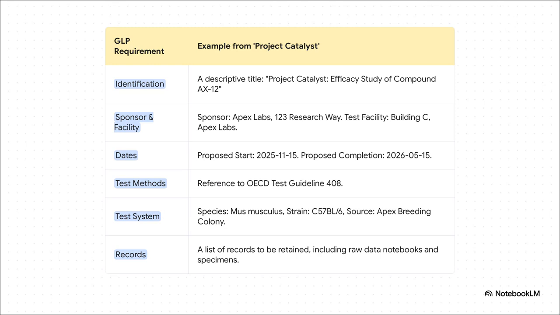Okay, so here's where we translate all that regulatory language into something practical. Look at how this works for Project Catalyst. A good study plan isn't vague at all. It's super specific. You've got to have the title, who the sponsor is, the dates, the exact test methods you're using, even down to the species and strain of your test system, and a list of all the records you're going to keep. It's all spelled out.